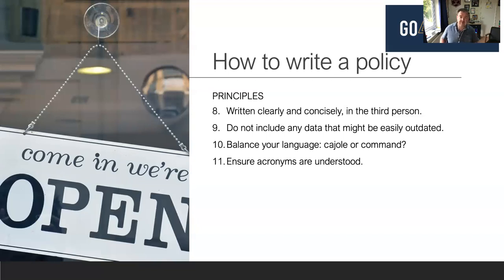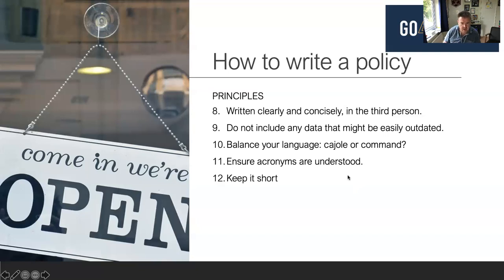Ensure any acronyms are understood. TLAs, three-letter acronyms, just blow people's minds. And everybody thinks they've not got any, or that they've got a million, and that they're really easy to understand. Assume that nobody understands the acronyms. So write the phrase in full, write the organization's name in full, bracket it afterwards with the acronym, and then use it. But absolutely be clear on everything that you're referencing.